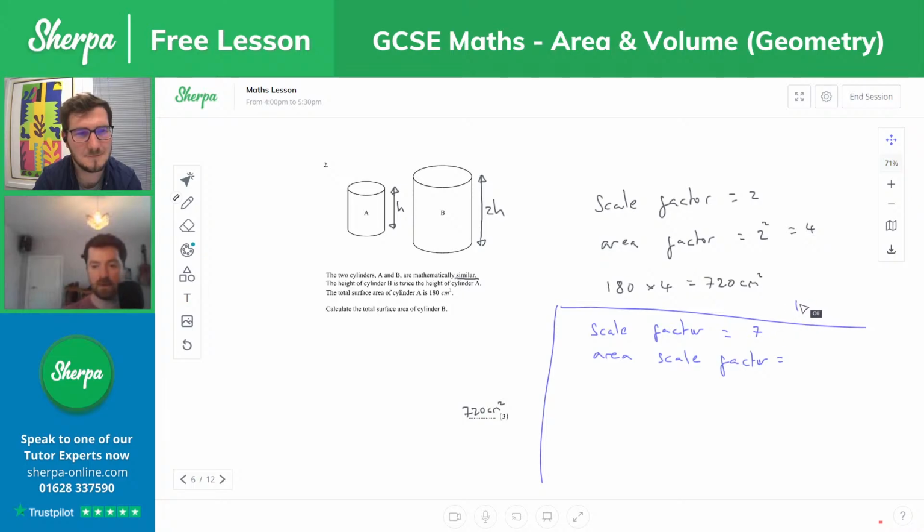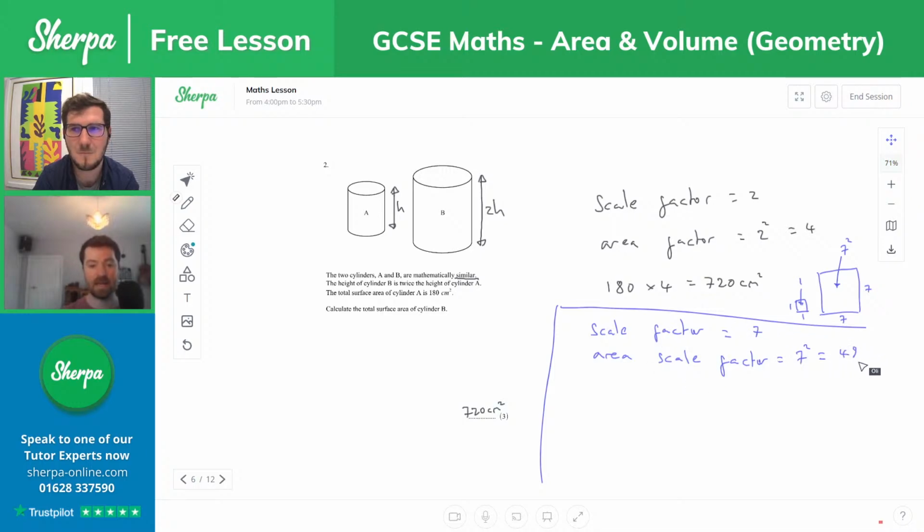You can imagine it like a square and a much bigger square. This has sides of 1, and my new square has sides of 7. Well, this is going to have an area of 1 squared, which is just 1, and this is going to have an area of 7 squared. So that's why we end up squaring our linear scale factor. So in this case, my area scale factor is going to be 7 squared, which is equal to 49.